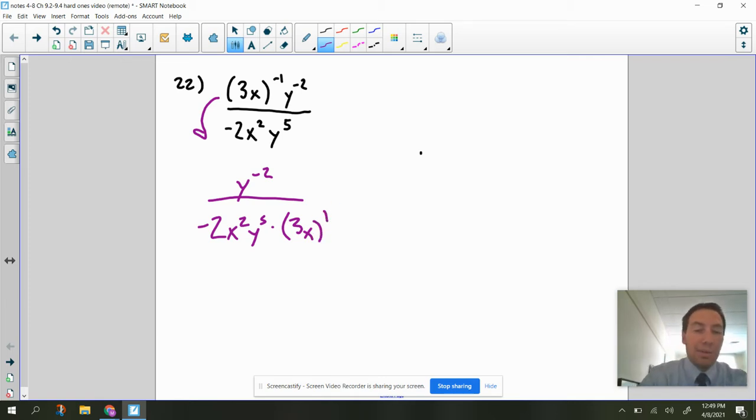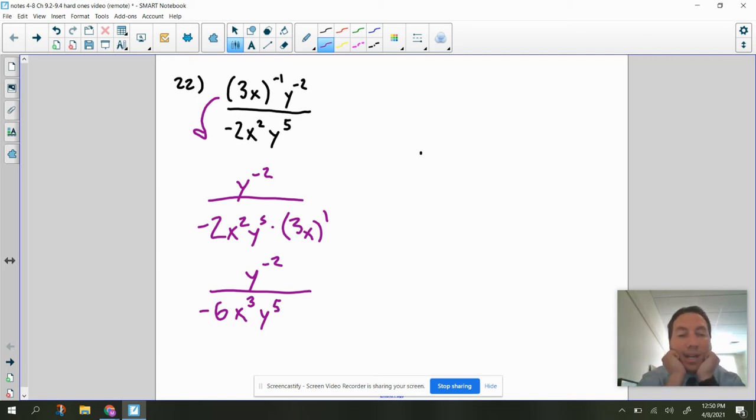So now let's clean up the bottom. We'll leave the top as is, y to the negative 2. And now let's deal with this. Negative 2 times 3x to the first. Negative 2 times 3 is negative 6. X to the first times x to the second is x to the third. And we still have a y to the fifth there.